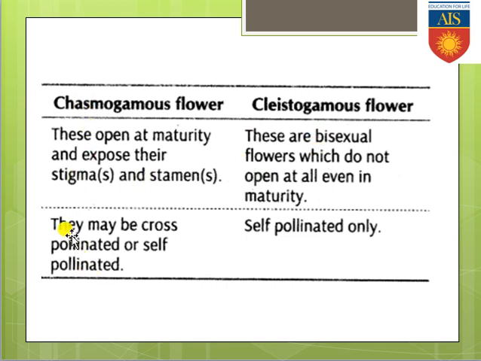In case of chasmogamous, it is written they may be cross-pollinated or self-pollinated. Mostly they are the type of self-pollination. Cross-pollination mostly does not happen, but when the flower remains in open condition, obviously an open flower supports self-pollination first of all, as well as cross-pollination. But in case of cleistogamous flower, keep it in your mind, when the flower is present in the closed condition, obviously it supports self-pollination only. It does not support cross-pollination.